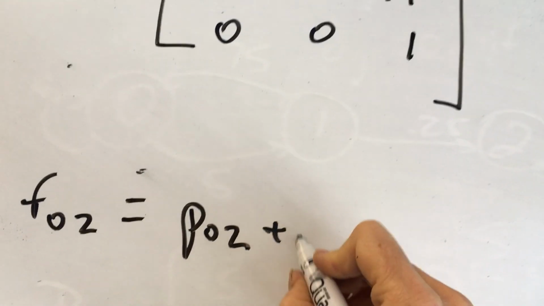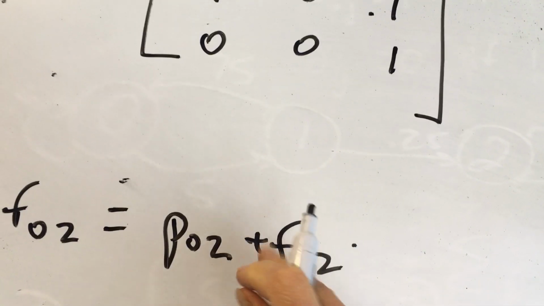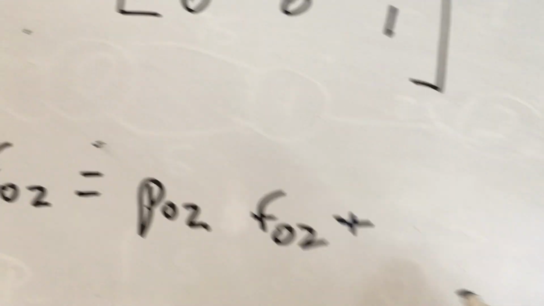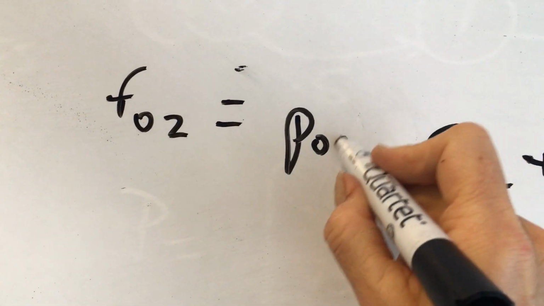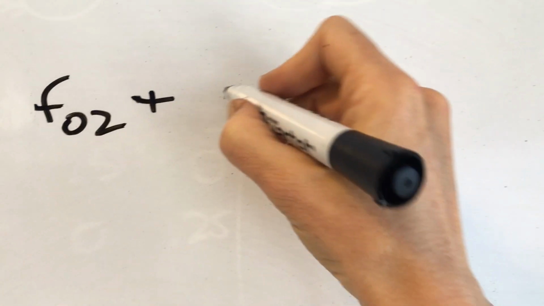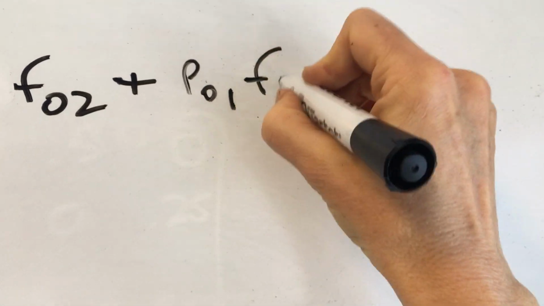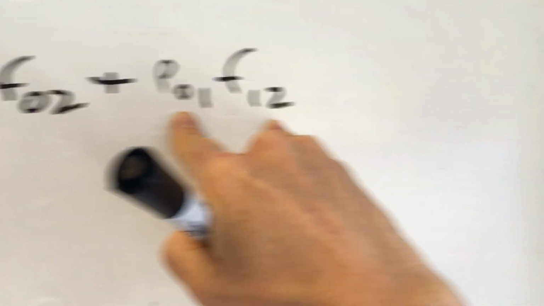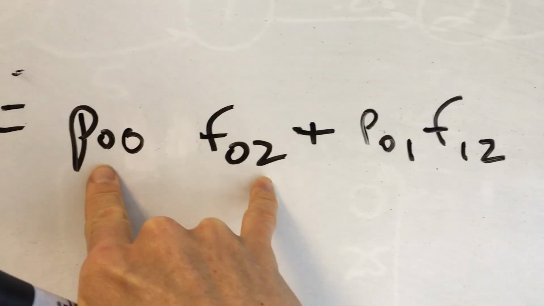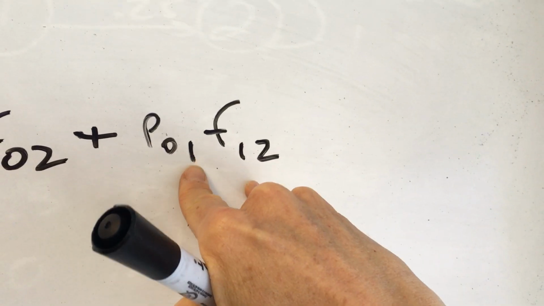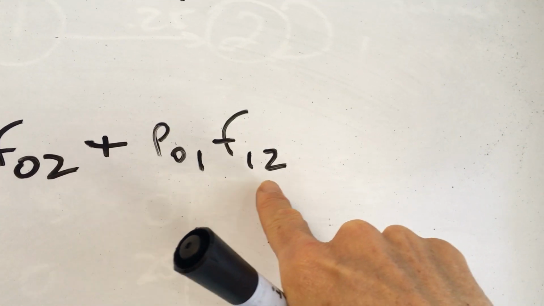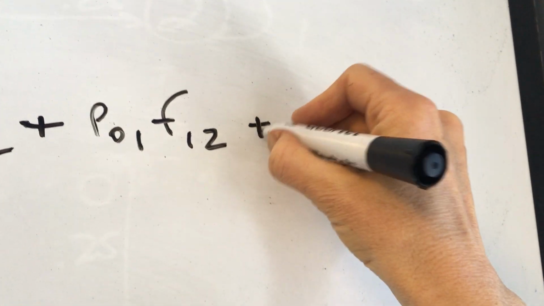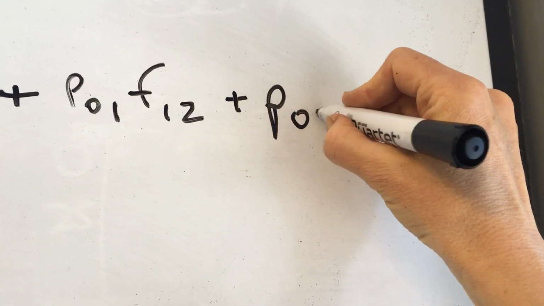Plus, sorry, that's a multiplication there. Plus, what other possibilities do we have here? Actually this is going to be P00 F02, because these inner ones have to match. Plus, the probability of going from 0 to 1. So, there's i and K, 0 and 2 on the outsides, 0's on the insides, then 0 and 2 on the outsides, 1's on the insides. So a single step from 0 to 1 times the probability of getting absorbed in 2 given that you started in 1. And the last one we're going to have is P02 F22.